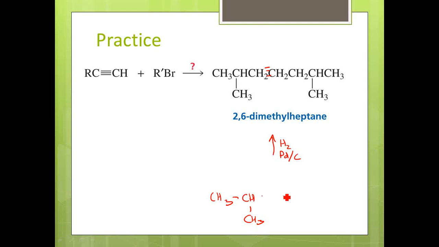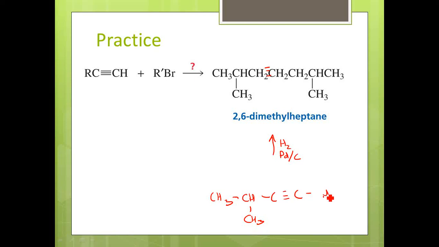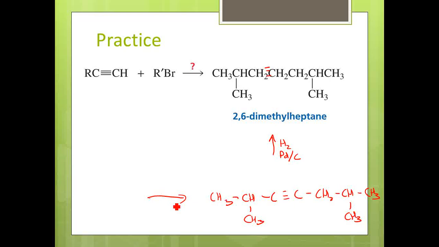So what I'm going to do is say, alright, the triple bond was there. So I'm going to work backwards again. I'm going to use the hydrogen with the poisoned palladium to form my final product from this alkyne. And that should not be a 2. Oh.